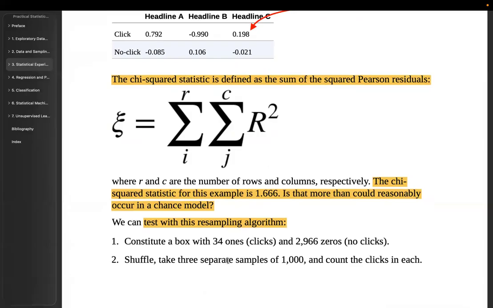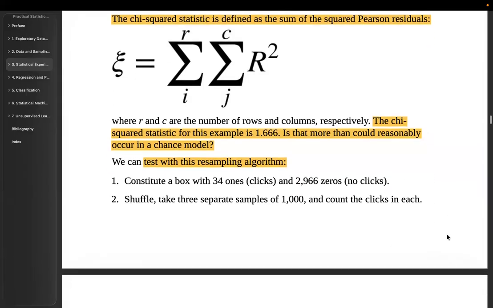What we do is put in one box, in programming just a big list, where there are 34 ones, and the rest, 3,000 minus 34, is 2,966 zeros. That is simulating no clicks. A total of 3,000 data points, of which 34 are ones representing clicks and 2,966 are zeros representing no clicks. And we shuffle them.